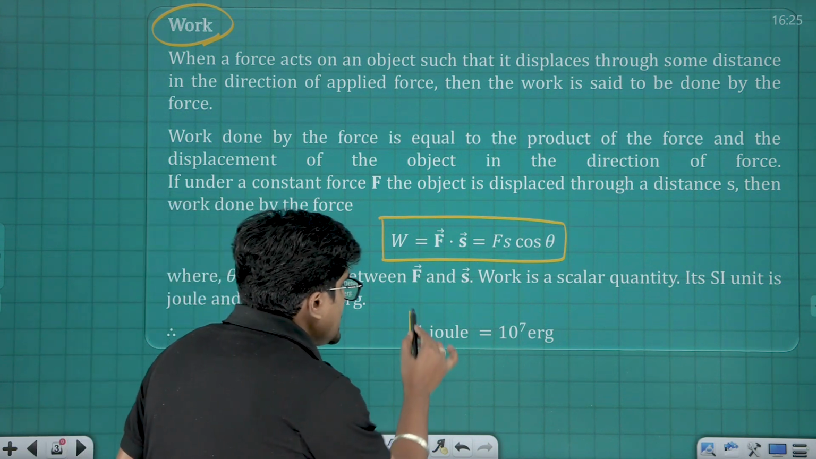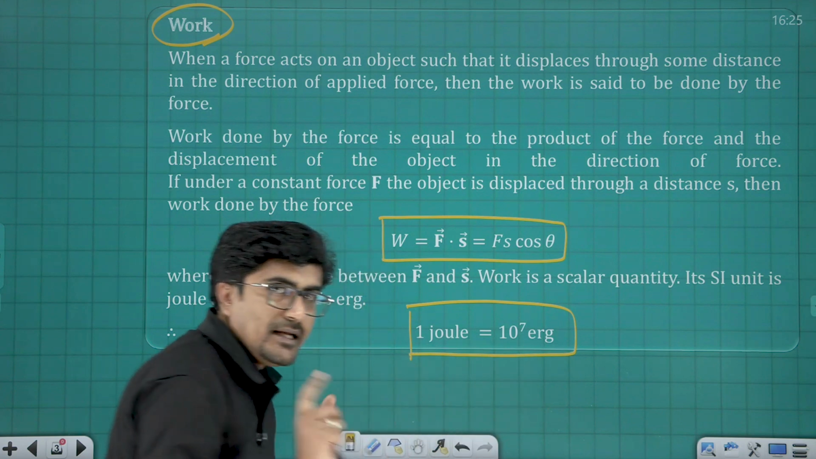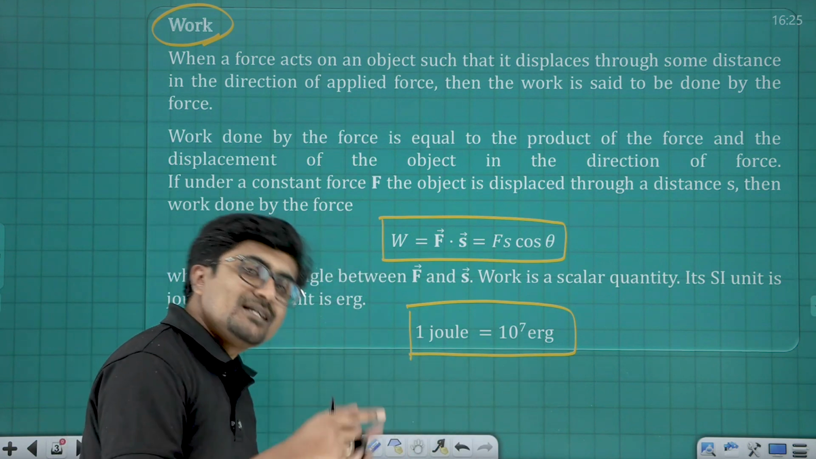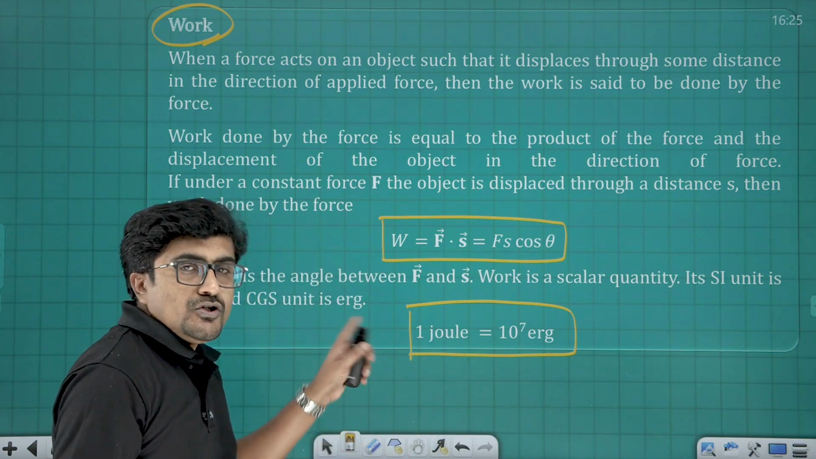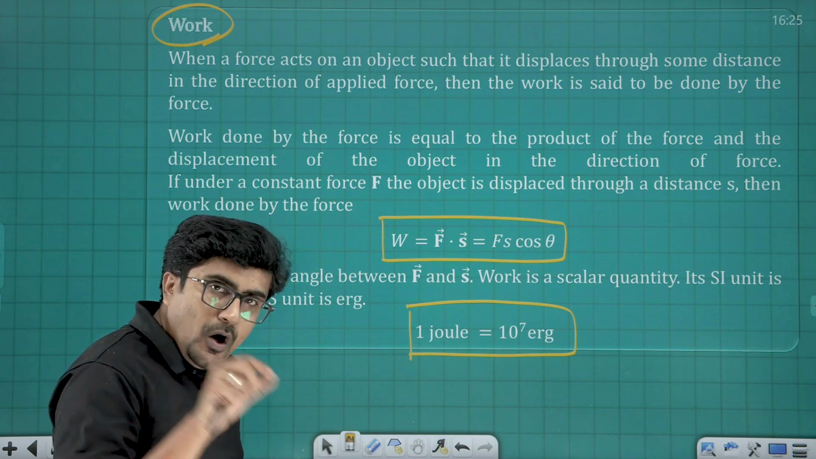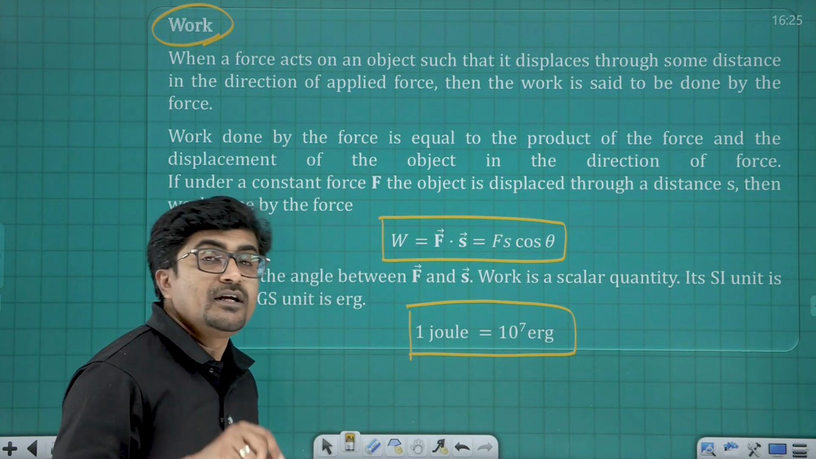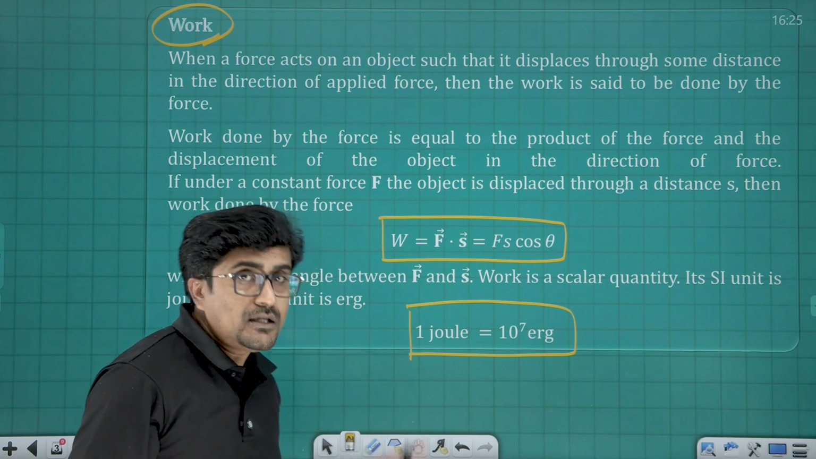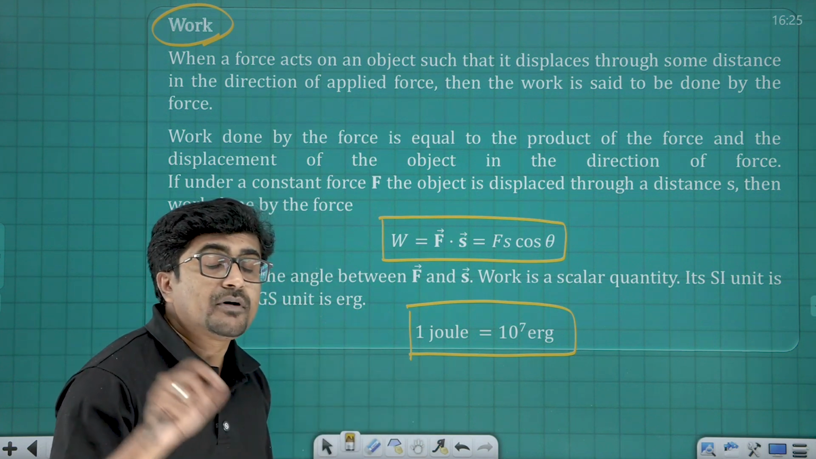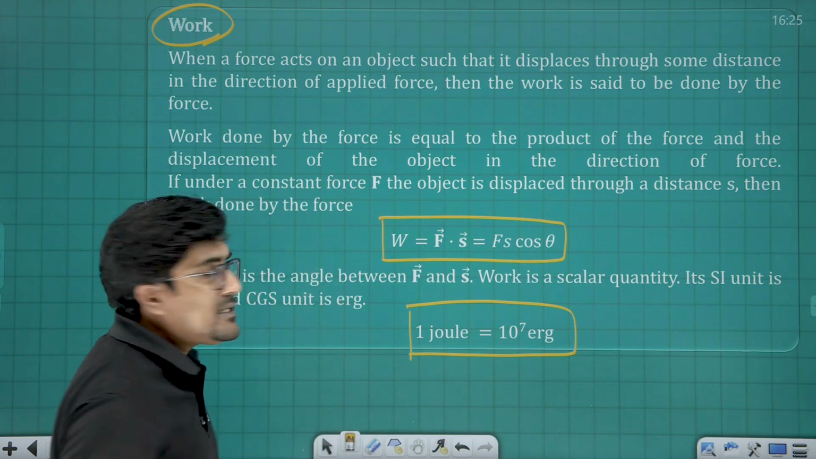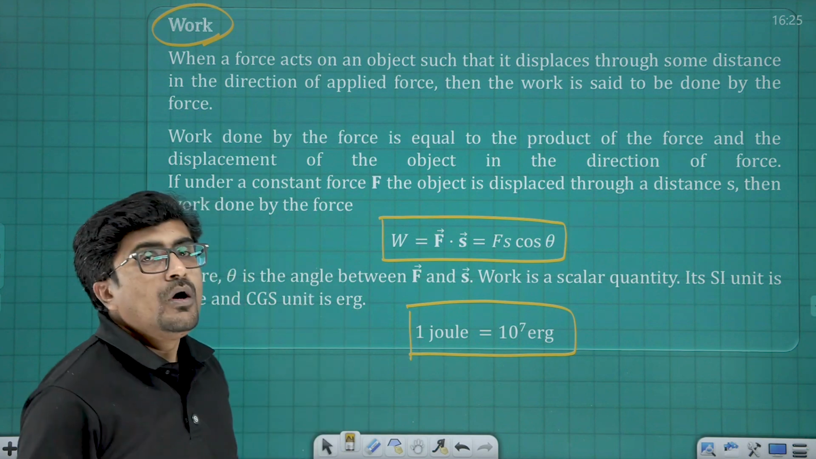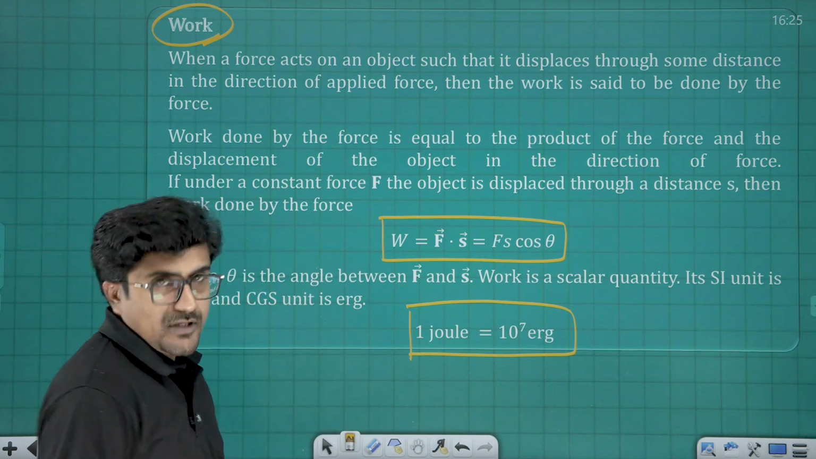And one more point that I want to discuss is the SI system to CGS system conversion. If joule is the unit of work done in SI system, then erg is the unit in CGS system, and how they are connected: 1 joule equals 10 to power 7 erg. Those are the two points that I want to convey from this particular slide.